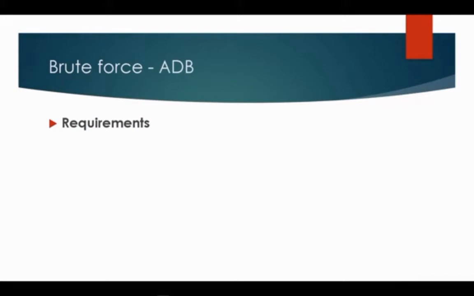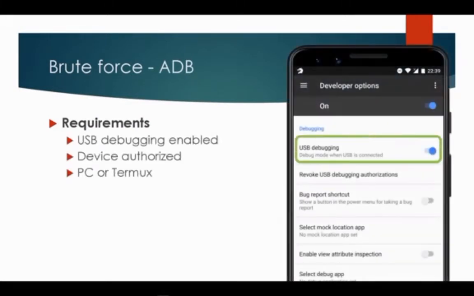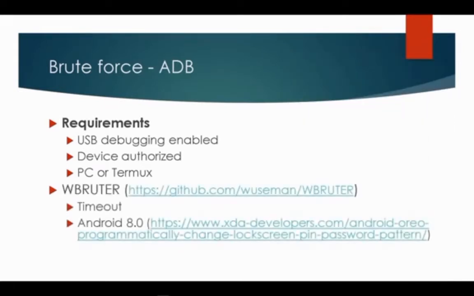Let's start with ADB. What are the requirements? The smartphone needs to have USB debugging enabled in options. The smartphone that we want to crack or brute force the PIN on needs to be authorized by a connected computer or another Android. The problem is that if we receive a smartphone that is already locked, there is no way to enable USB debugging and authorize the smartphone. Because of that, I believe this technique is not really useful. Still, I will show you one tool, vBruter, that is available on GitHub. All the links will be posted in the video description.